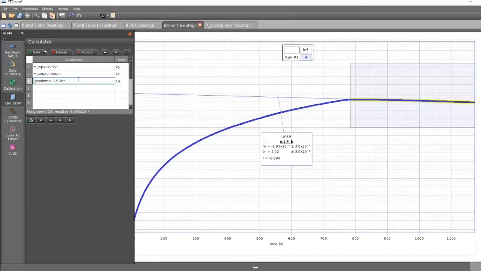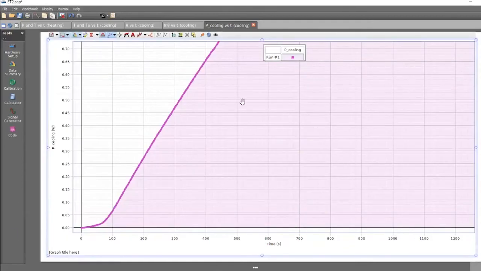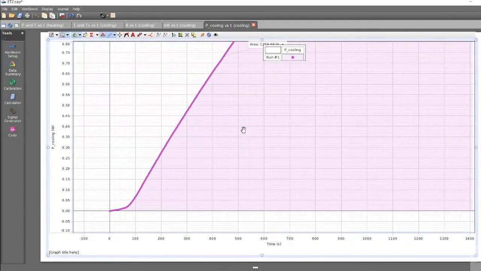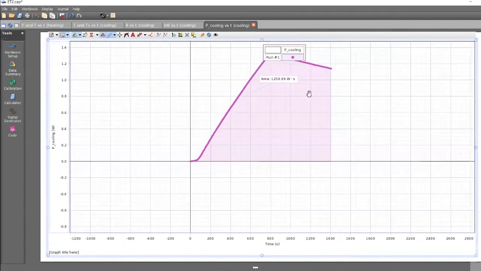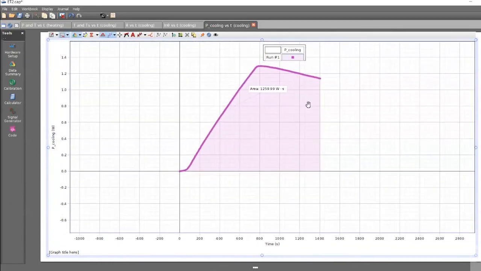And we'll use equations 9 and 10 from your manual and these numbers to actually calculate the next graph, which is the amount of energy lost from the system, P cooling, against time. And that graph looks like this. So that's a calculated graph from those numbers we've just entered. And you can see the area under that curve is the amount of energy lost actually over the whole process.